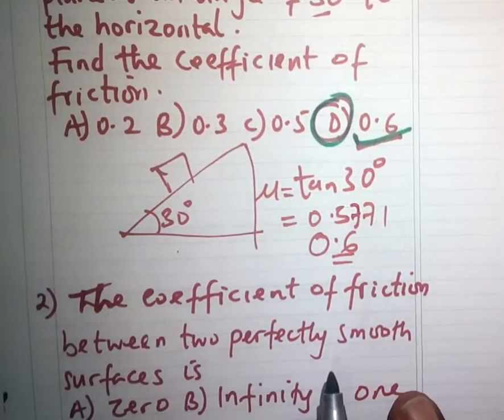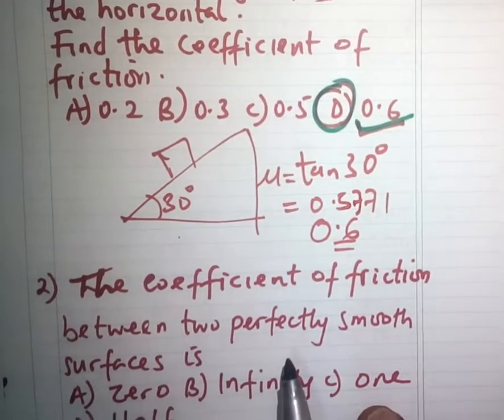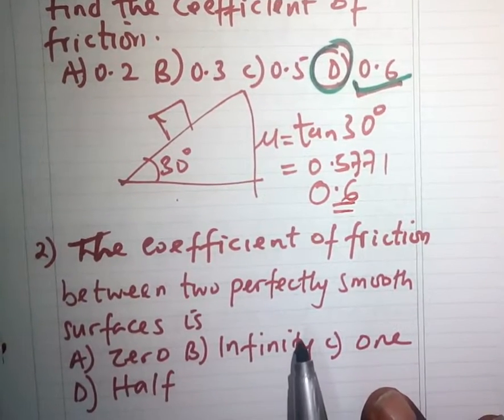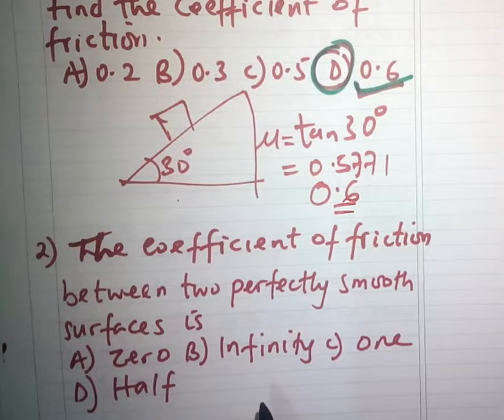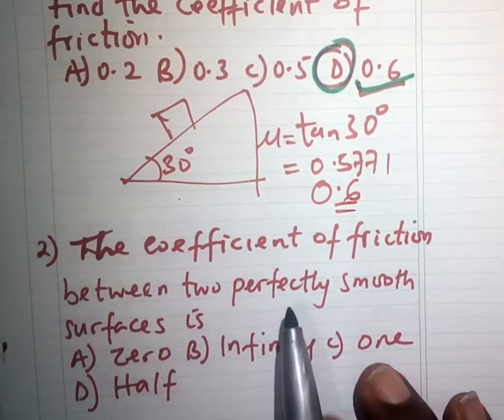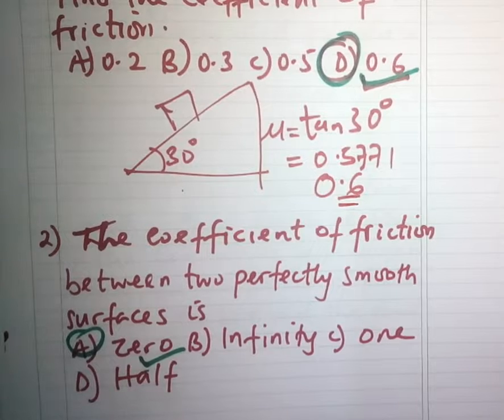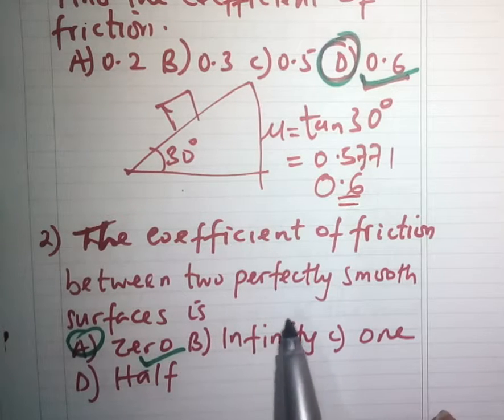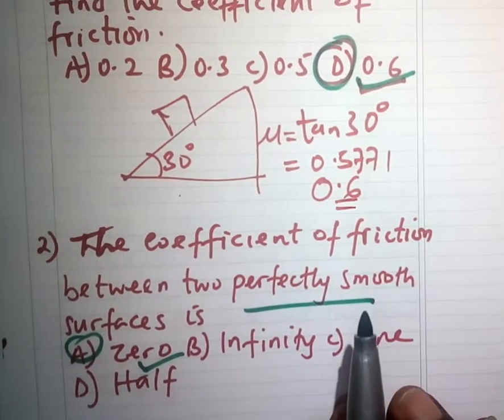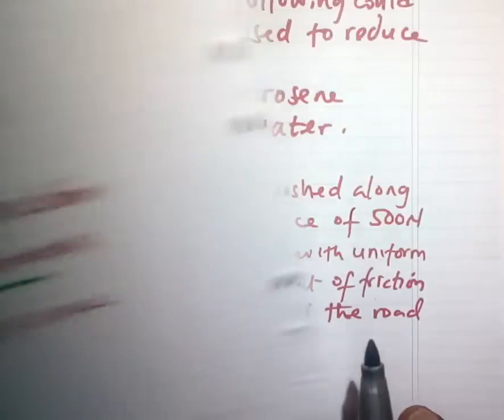The coefficient of friction between two perfectly smooth surfaces is dash. In the previous video I told you guys that coefficient of friction acts between two surfaces. So when two surfaces are in contact, it gives you the magnitude of the friction. Now if the surfaces are perfectly smooth, coefficient of friction will be 0. That means there is no friction, or the friction is very small. So the coefficient of friction is 0 for two perfectly smooth surfaces. Move to the next one.